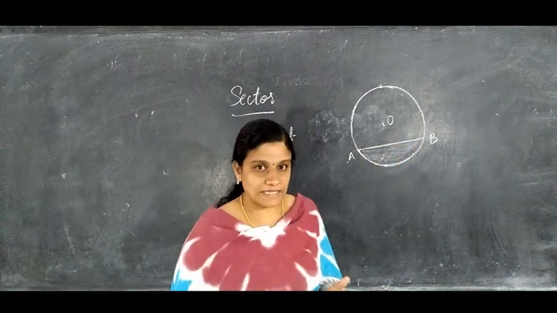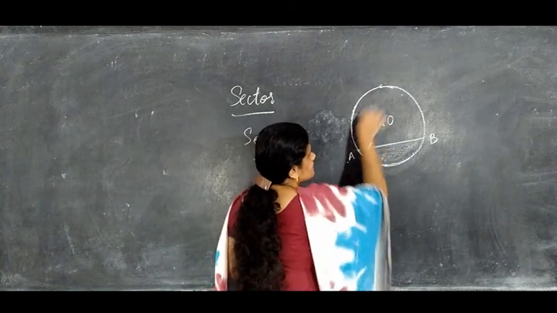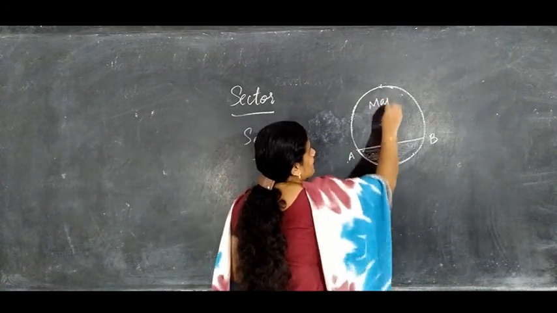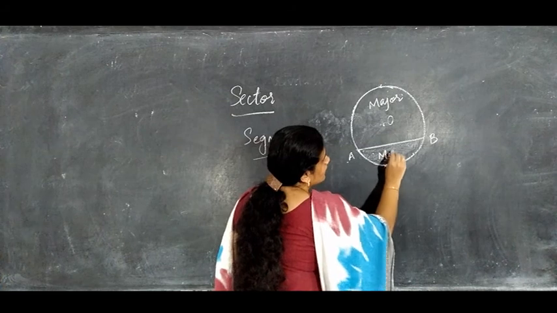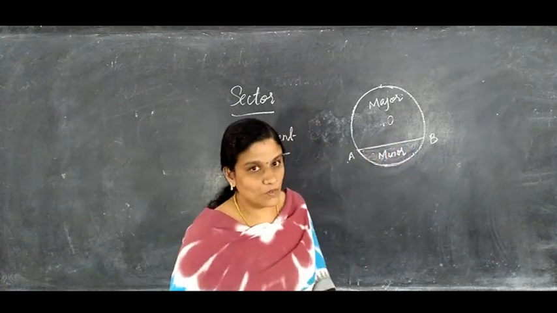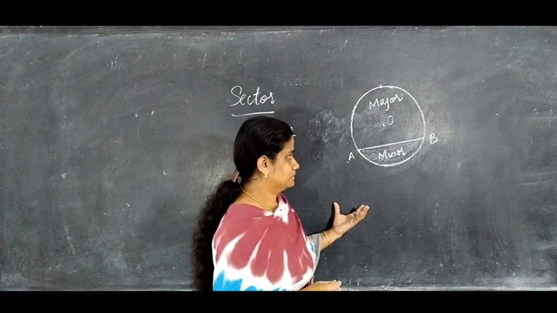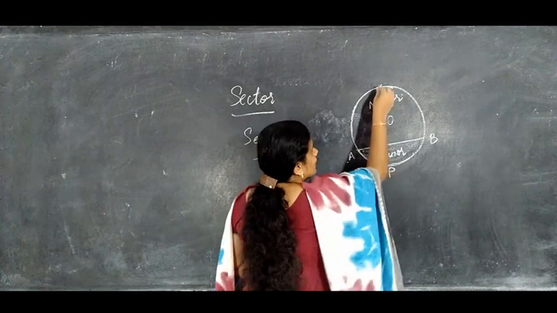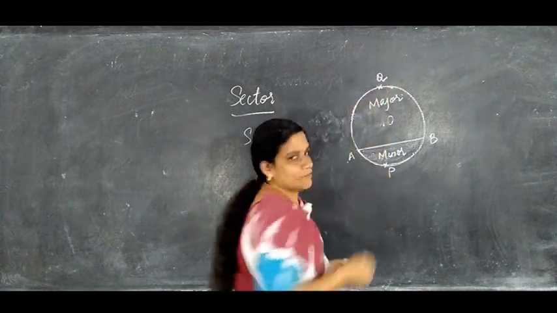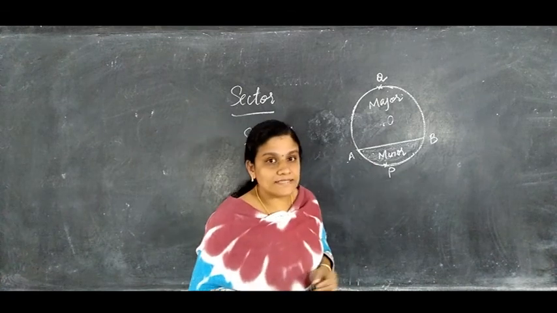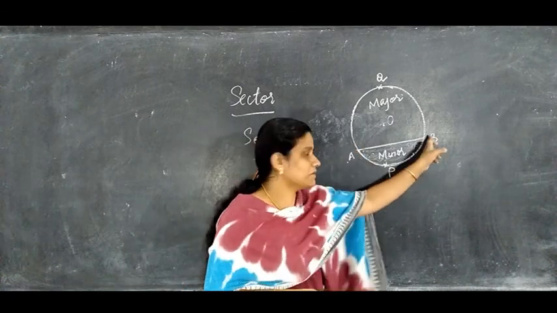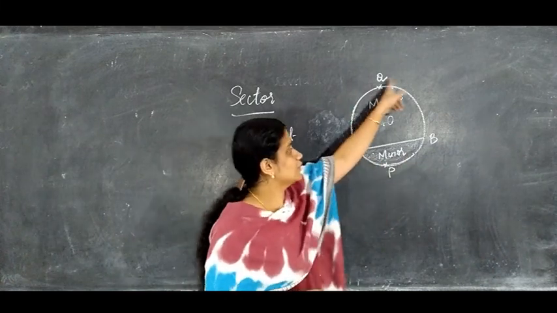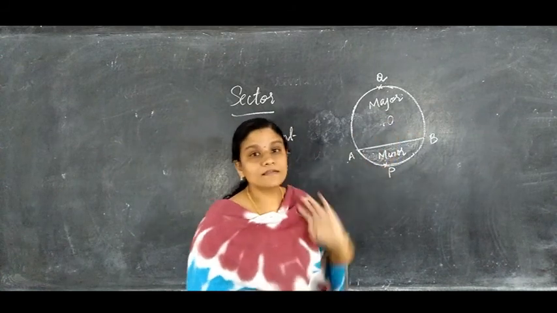The same as in a sector, here also we have a larger segment and a smaller segment. The larger segment we will call the major segment and the smaller one the minor segment. Now you see, here we have to name the segments. Let it be P and let it be Q. Now name the minor segment: A, P, B. This is the minor segment. And the major segment: A, Q, B. This is the major segment.